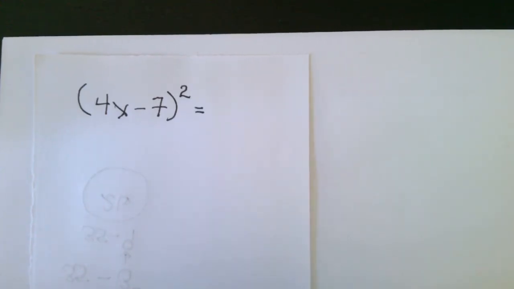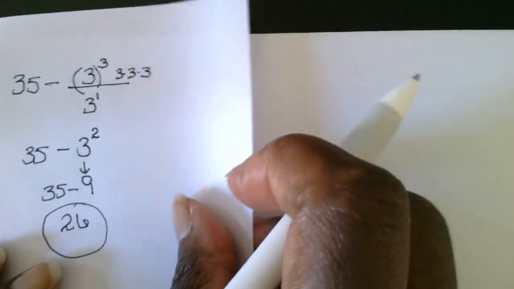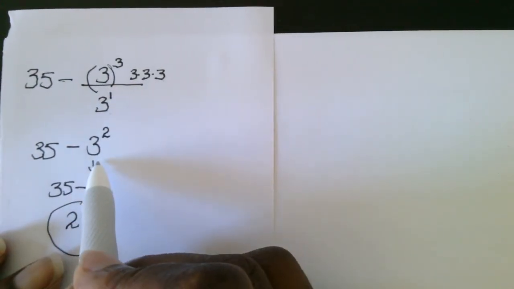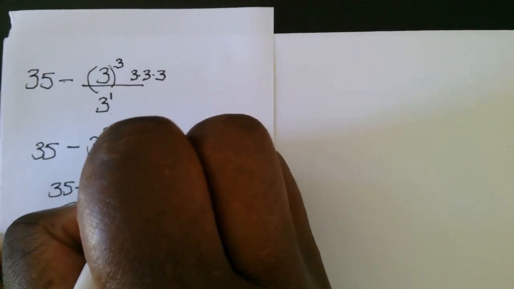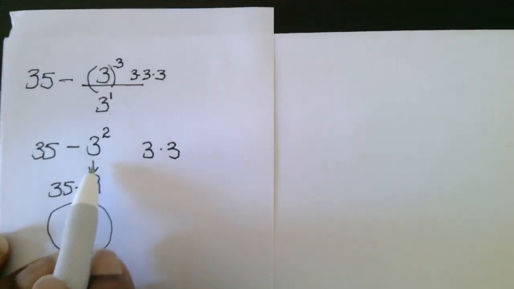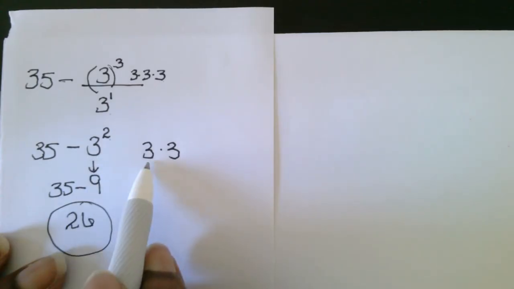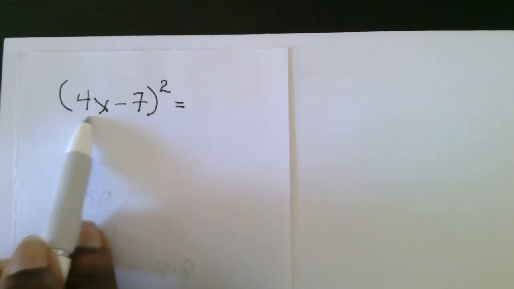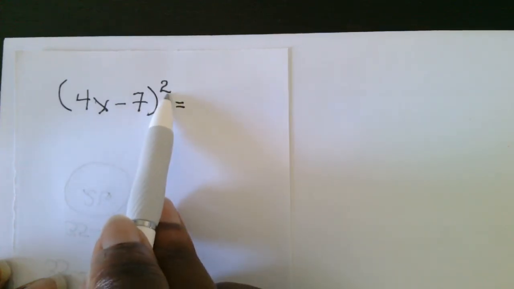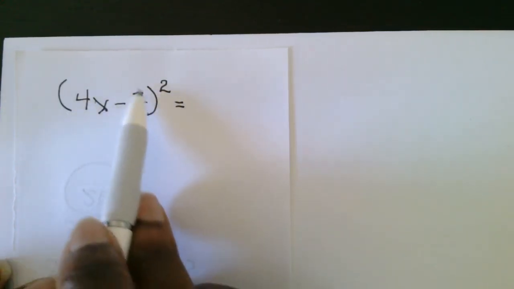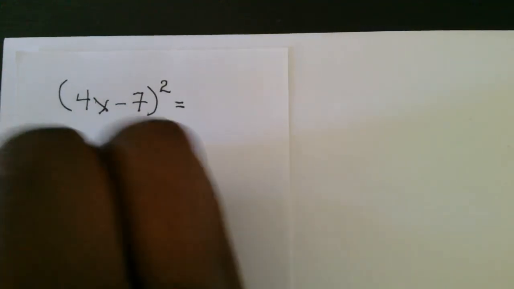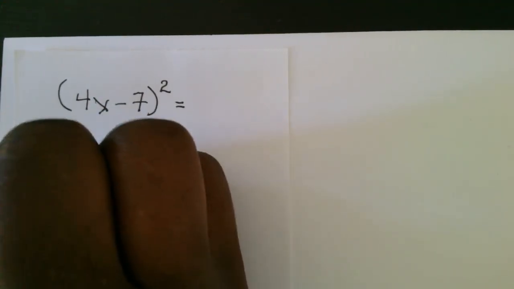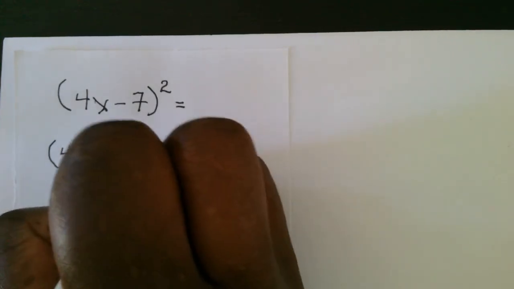So let me flash back to the last time. Remember when I said 3 squared is the same as saying 3 times 3. We basically said the exponent's job is to tell the base how many times it's going to multiply itself. The same thing is happening here. Don't let these expressions fool you. This exponent of 2 is telling this entire expression that you're going to multiply yourself 2 times.